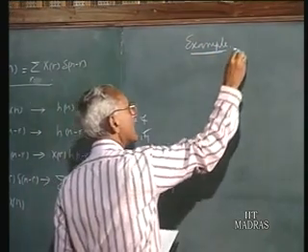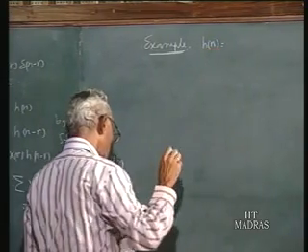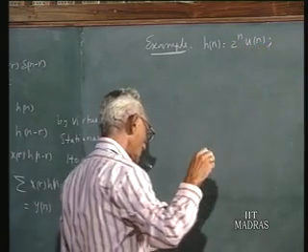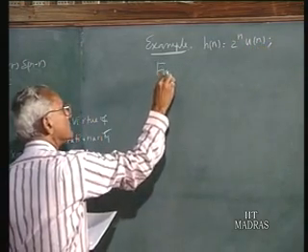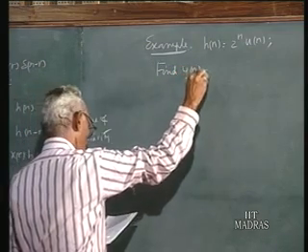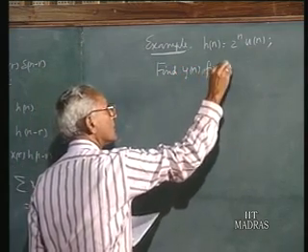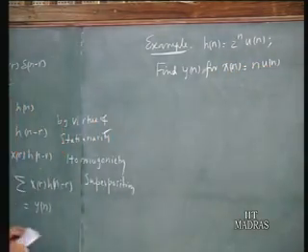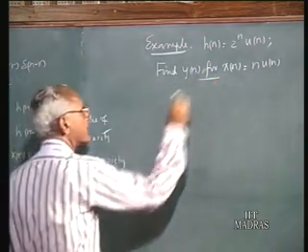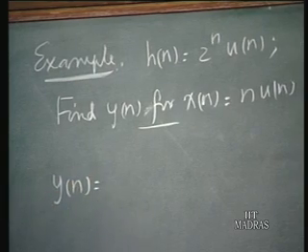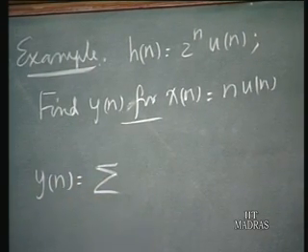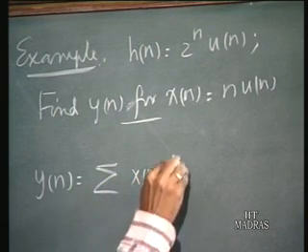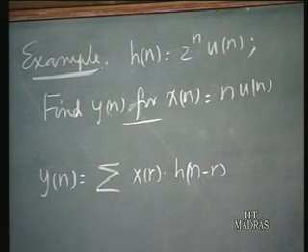Let us say hn of a particular LTI system is 2 to the power n times un, and find yn for an input xn equals n un, that is a unit ramp function. So we can write this as yn equals summation of xr times hn minus r, from 0 to n.